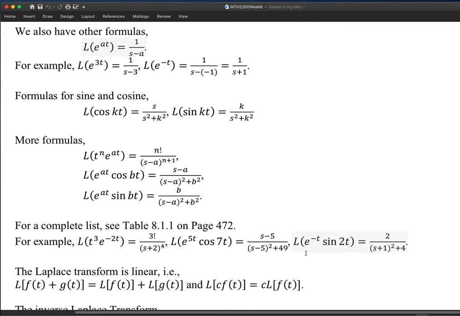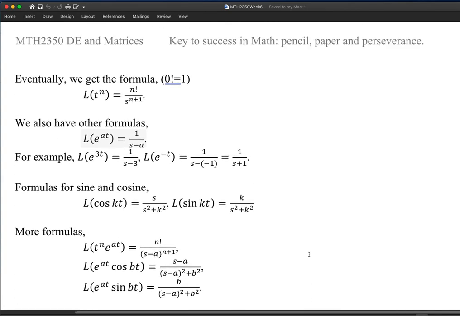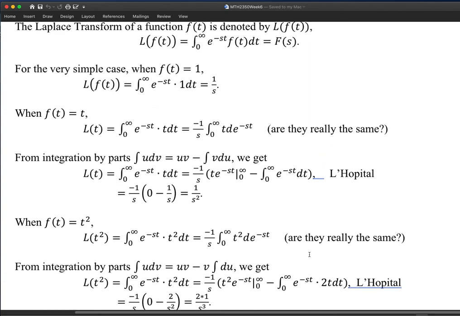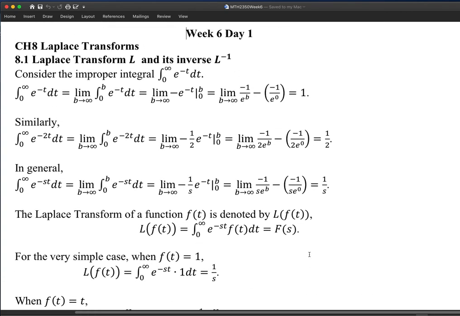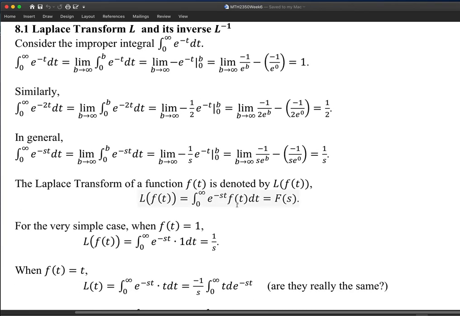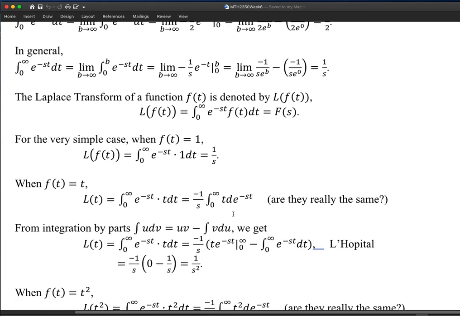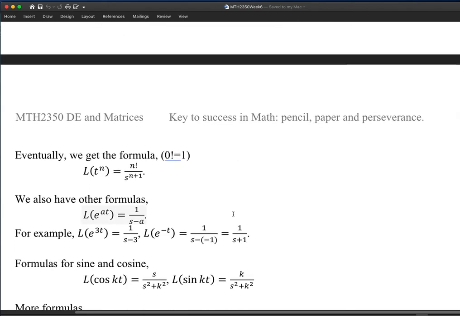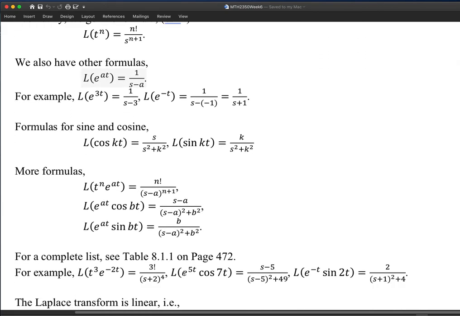The Laplace transform, in general, is defined as an integral transform. It is an improper integral. But anyway, for the sake of our class, it is really not required to use the definition to calculate the transform. What you really need to know are the formulas summarized in Table 8.1.1 in the textbook, page 472.